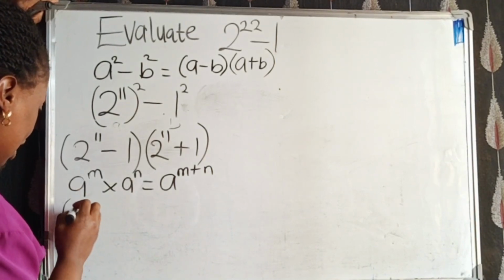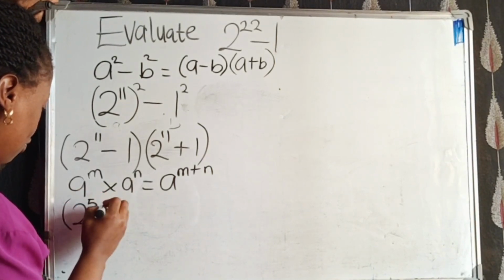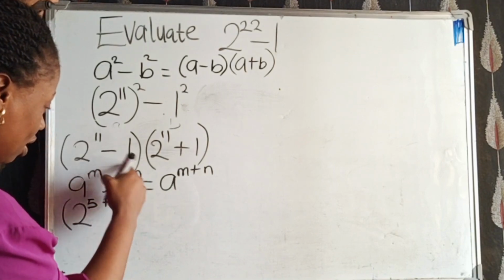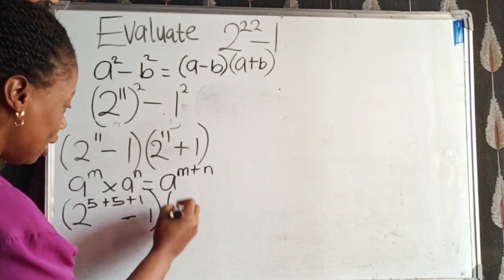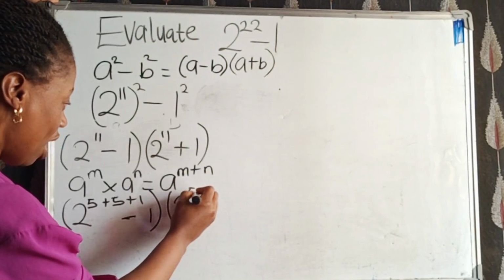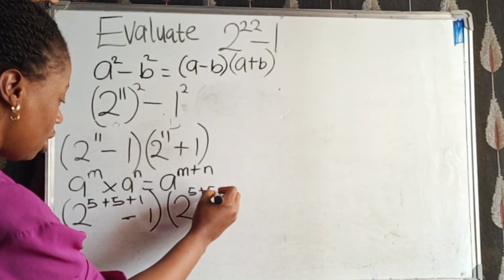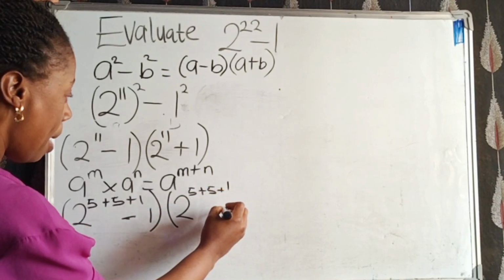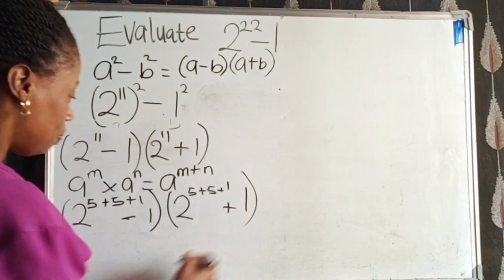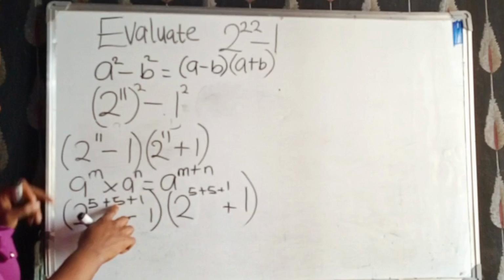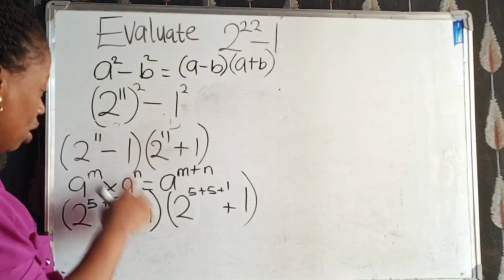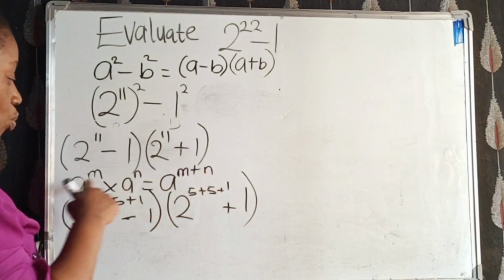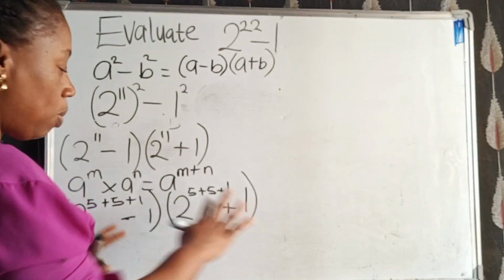It can also be written as 2 raised to the power of 5 plus 5 plus 1, then minus this 1, and (2 raised to the power of 5 plus 5 plus 1) plus this 1. Now 5 plus 5 is 10, 10 plus 1 is 11. So that's the level we got here. We only use this product rule and we open it up that way.